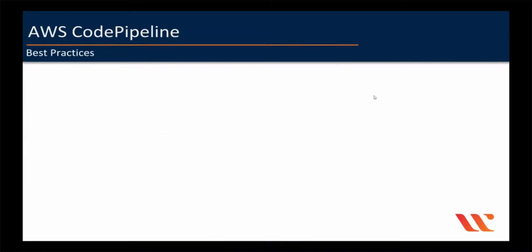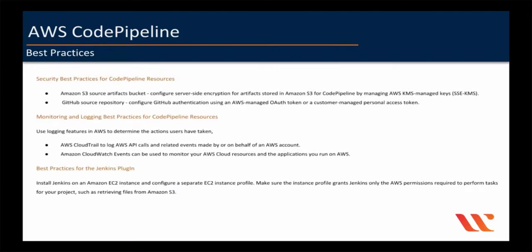There are a few best practices listed in the AWS documentation for CodePipeline. So I have listed them here. For CodePipeline resources, when we are using an Amazon S3 source artifacts bucket, the best practice is to configure server-side encryption for artifacts stored in S3 for CodePipeline using AWS KMS managed keys, which is SSE-KMS, to keep the artifacts secure. Also, make sure you secure the bucket using the required bucket policies.